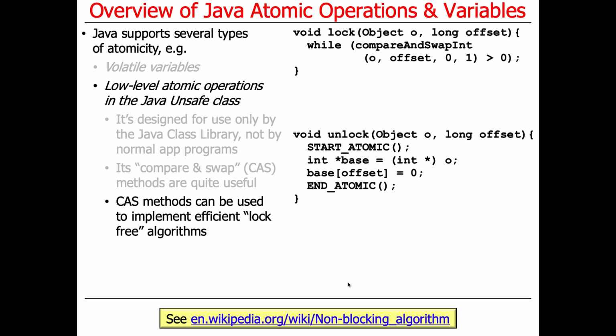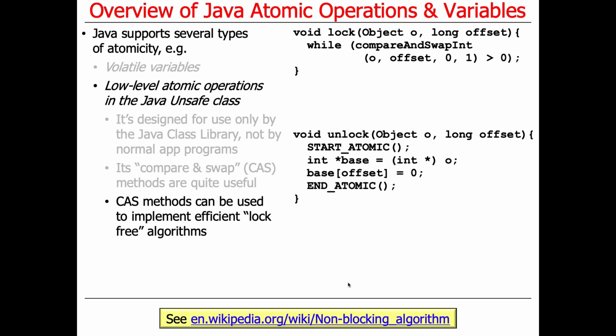Given compare and swap, something that works in the way that compare and swap is designed, you can then implement other so-called lock-free or non-blocking algorithms based on compare and swap. And the key thing to remember about compare and swap is it never blocks. It never goes to sleep. It just checks. Like a spin lock.